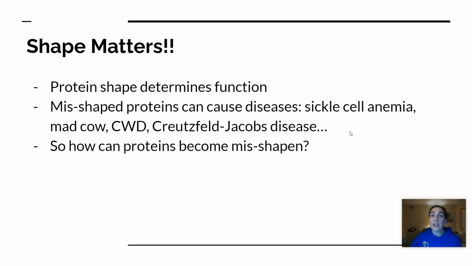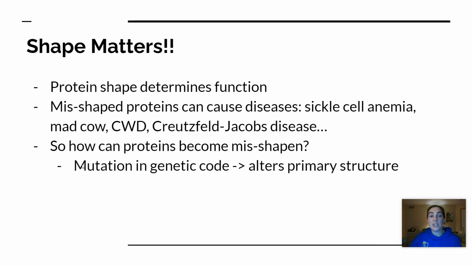So today we're going to talk about how a protein can become misshapen. Some of these, like sickle cell anemia, are caused by a genetic mutation. A mutation alters the genetic code, the instructions for how to build the protein, which changes the primary structure of the protein. If you remember, the primary structure is the order of the amino acids, so the sequence that they get put in there in the first place is different.